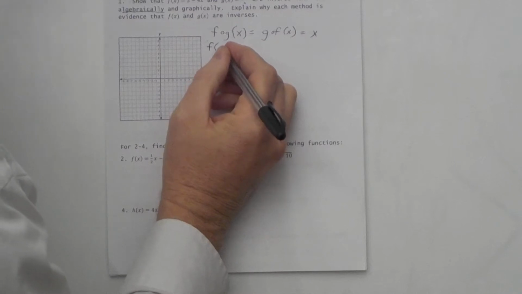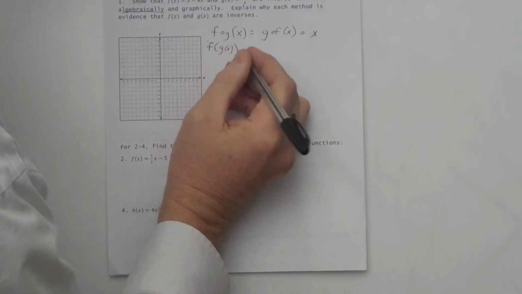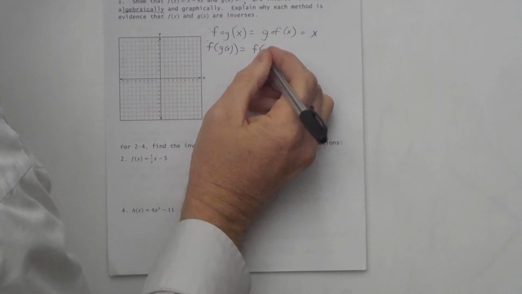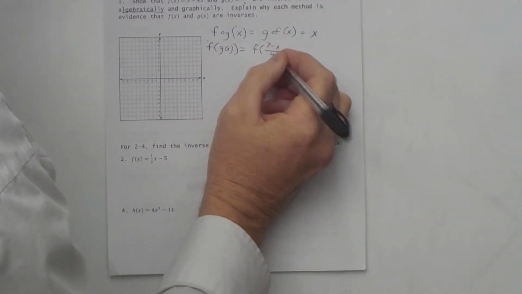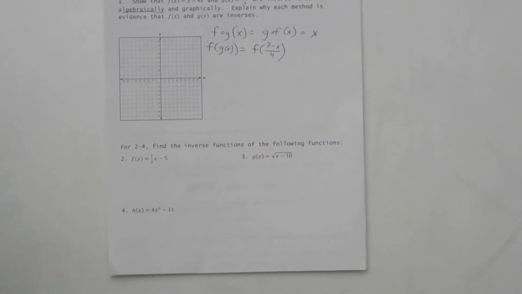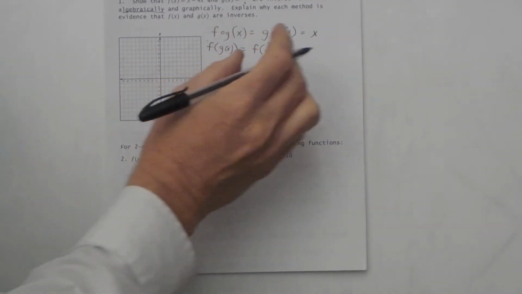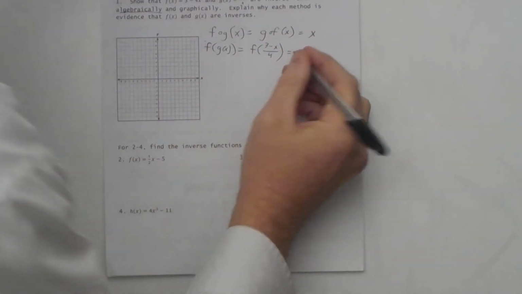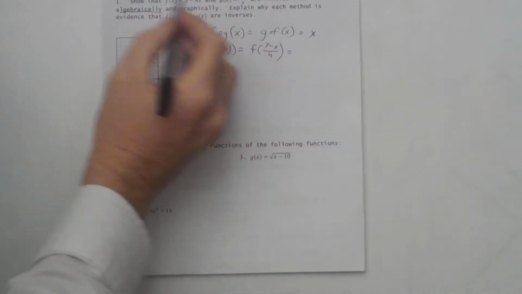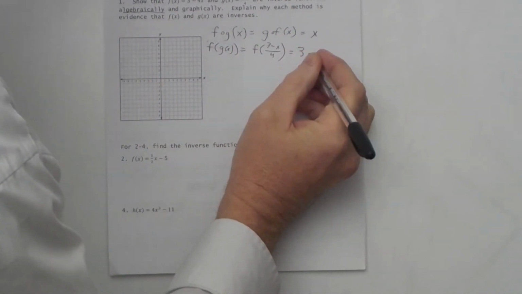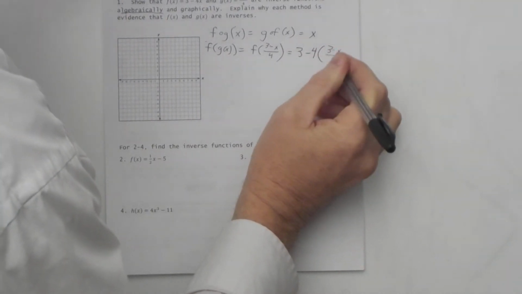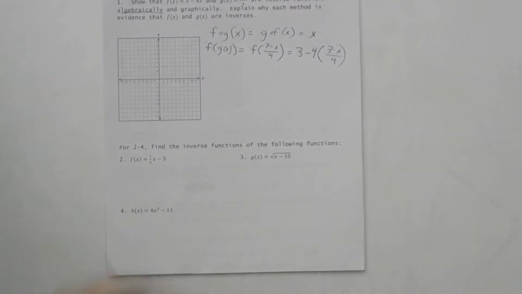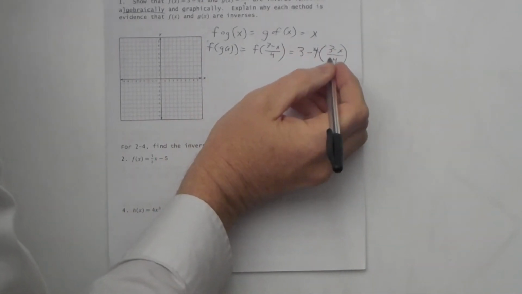F of g of x is f of 3 minus x over 4. And that is plugged in to the f function, which is 3 minus 4x. Take the x out, put 3 minus x over 4 in its place. And then we'll simplify here a little bit. I'm seeing the 4's canceling out.